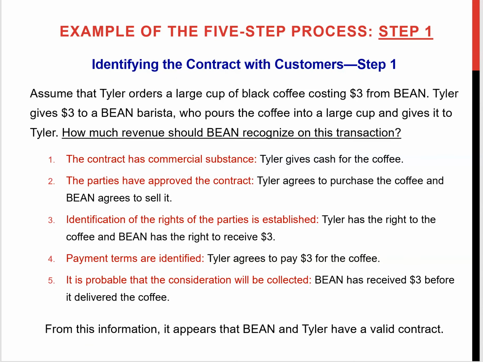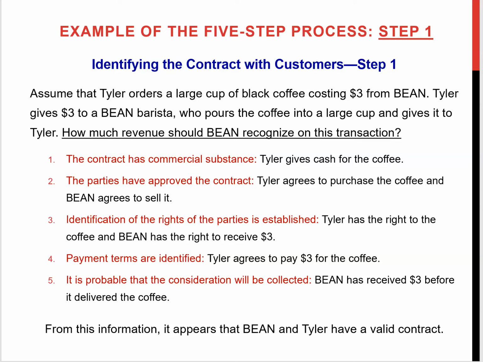Now we will see the 5-step process using simple examples, and for each step the example will be a little more complicated, and we will see how we can apply those steps. Step number 1, you have to identify the contract. The contract is between the customer and the business. So let's take an example.